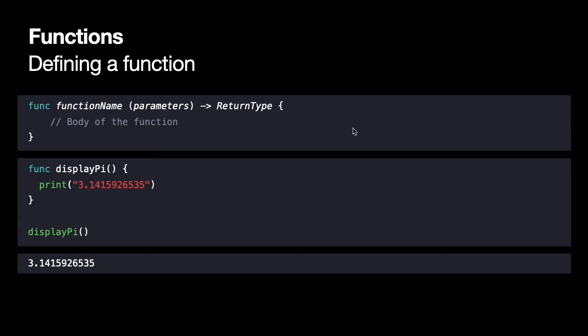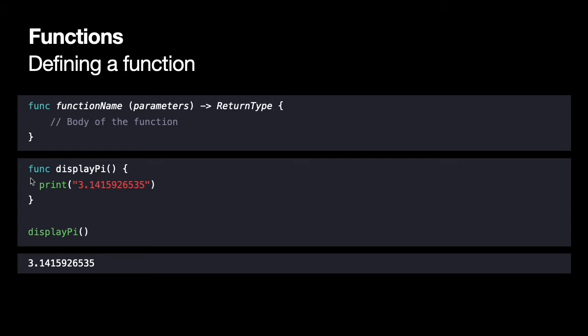Here's the syntax for defining a function. We start with the func keyword, and then we have the function name. Then we have the list of parameters in parentheses, and we specify a return type after a dash and a greater than sign, which is like an arrow. And then we have the body of the function inside braces.